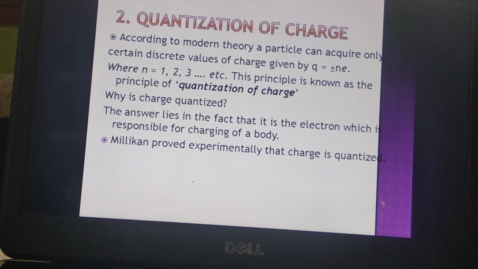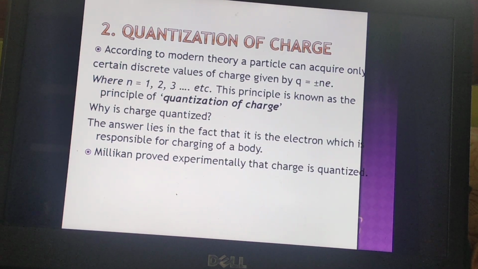We know that the charge of an electron is equal to 1.6 × 10^-19 coulomb and is negative. So, any particle can have either negative or positive charge, which is either equal to the charge of one electron, or equal to the charge of two electrons, or equal to the charge of three electrons, and so on and so forth.